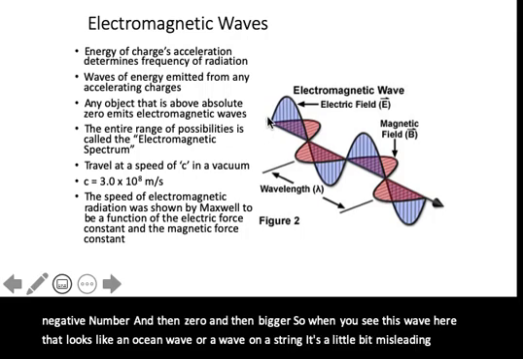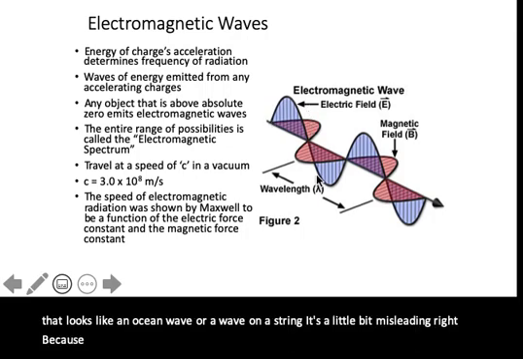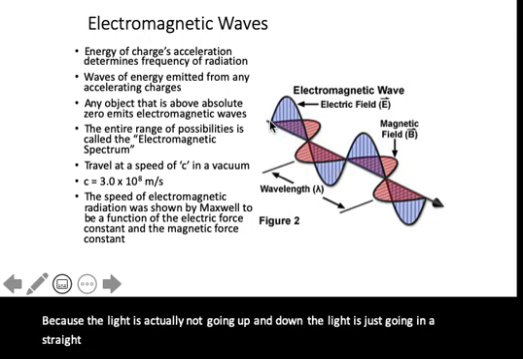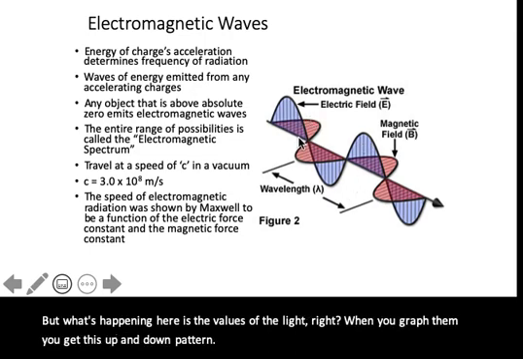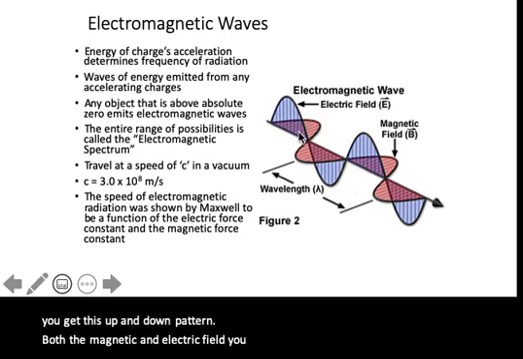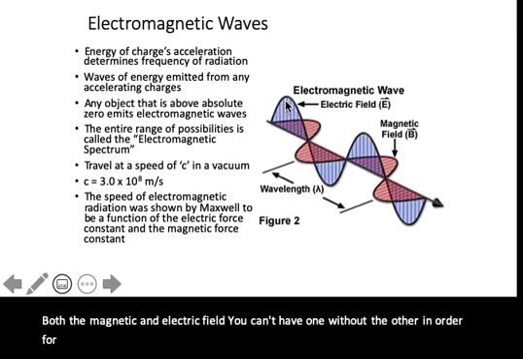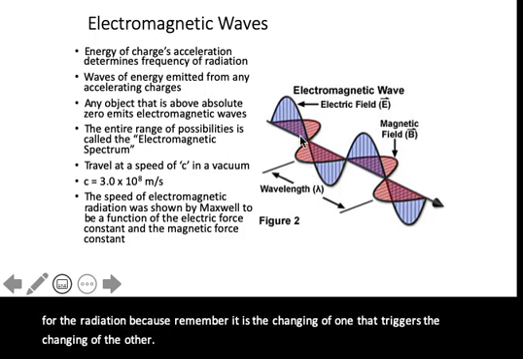Because the light is actually not going up and down. The light is just going in a straight path. But what's happening here is the values of the light, right? When you graph them, you get this up and down pattern, both the magnetic and the electric field. You can't have one without the other in order for the radiation, because remember, it is the changing of one that triggers the changing of the other.